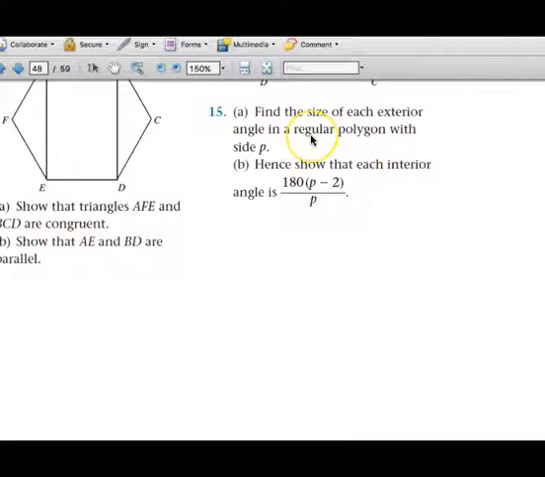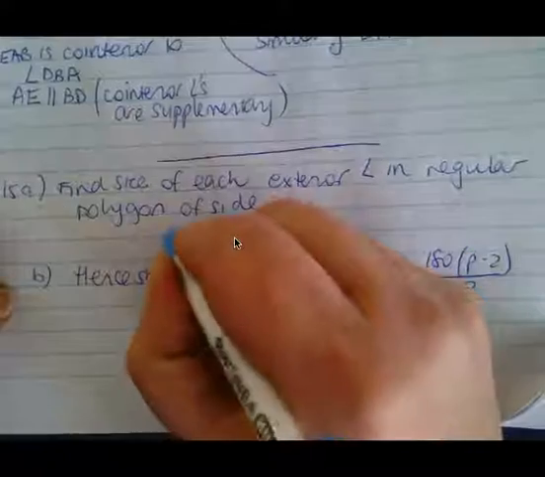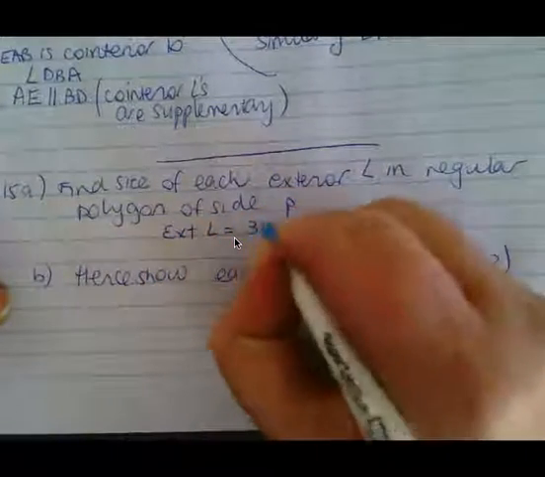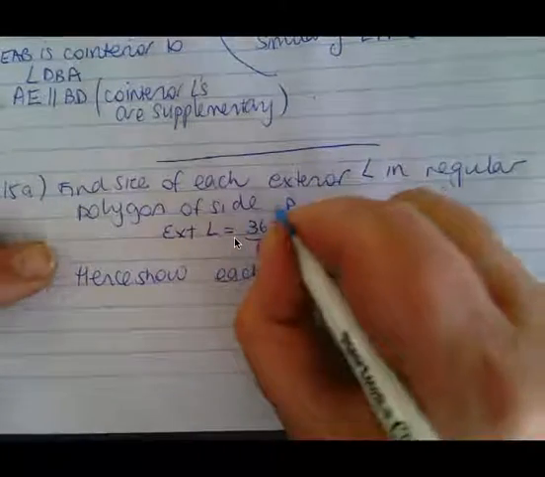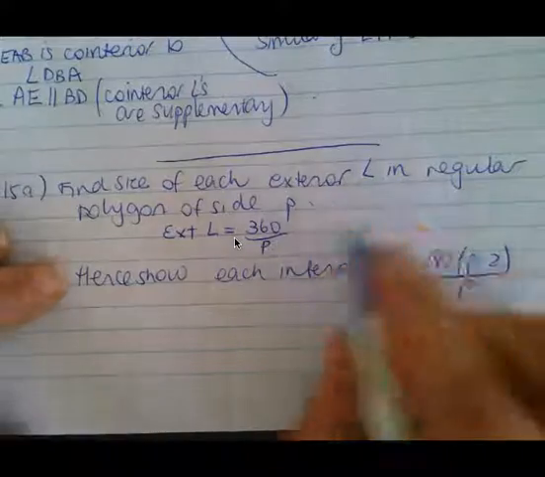To question 15. So find the size of each exterior angle in a regular polygon of P sides. That one's easy. We want to show each interior angle is 180 bracket P minus 2 over P. Let's have a look. How do you do that? Yeah, exterior angle is just 360 divided by P. Oh, sides. Yeah, it's got P sides.